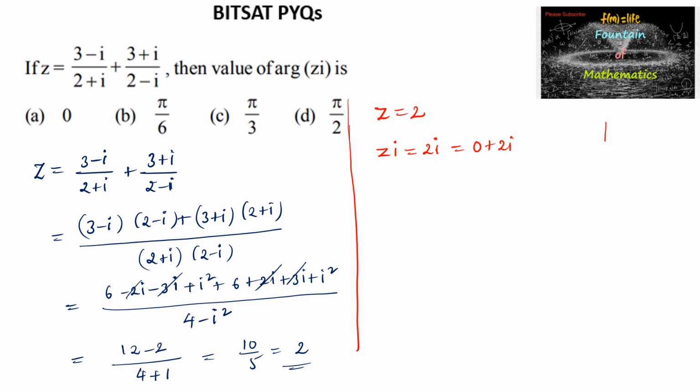So it's a point 0 comma 2 on the positive direction of the y-axis, and here we can say that the angle it makes from the x-axis is 90 degrees, because the x-axis and y-axis are perpendicular, and the point 0 comma 2 is located on the y-axis. So we can consider argument of zi is equal to pi by 2. So we can go with option D.